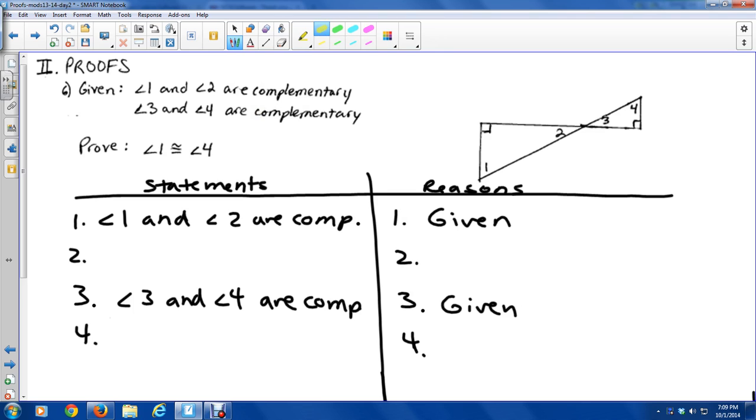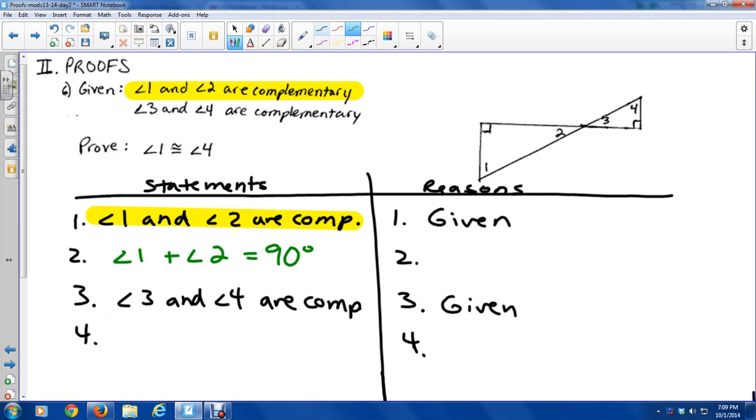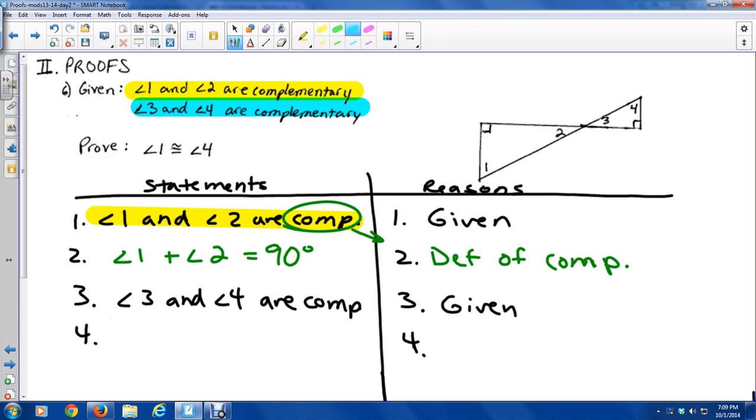So I'm looking at my first given. I've rewritten here, and I want to know, what does complementary mean? And you're thinking in your head right now adds up to 90 degrees. All we're going to do is put that into an equation, exactly as I just said. So angle 1 plus angle 2 is equal to 90 degrees. And how did we know that? Because it said complementary, and that's my definition of complementary angles.